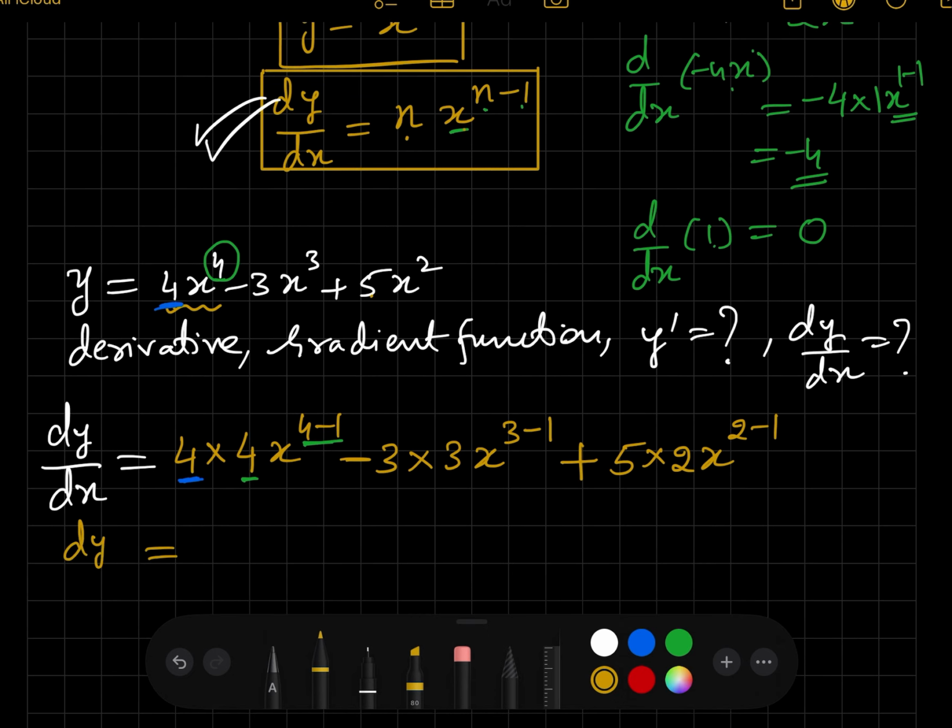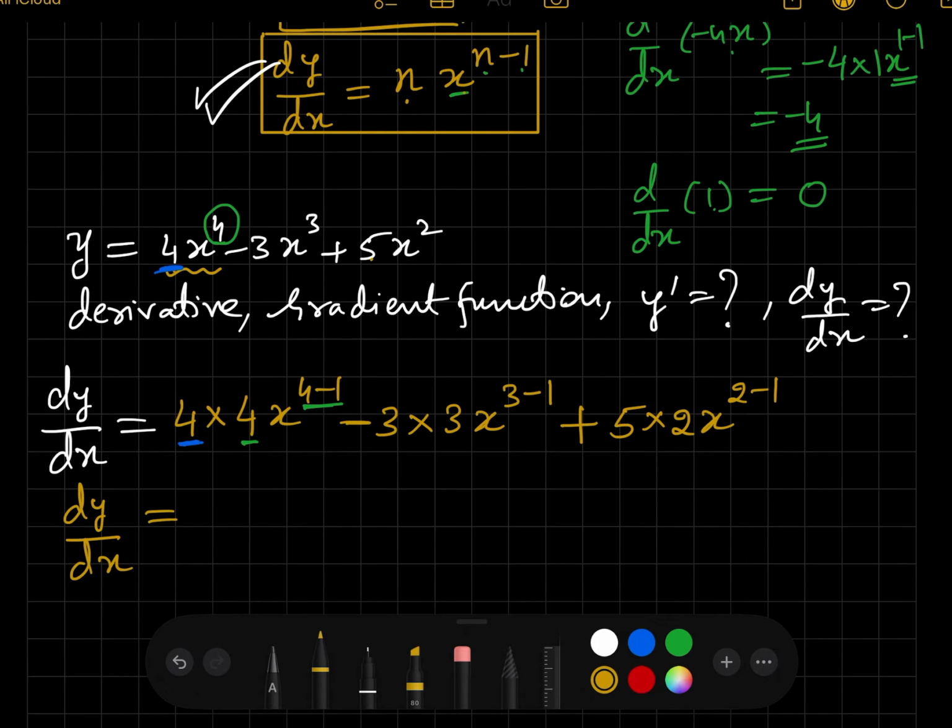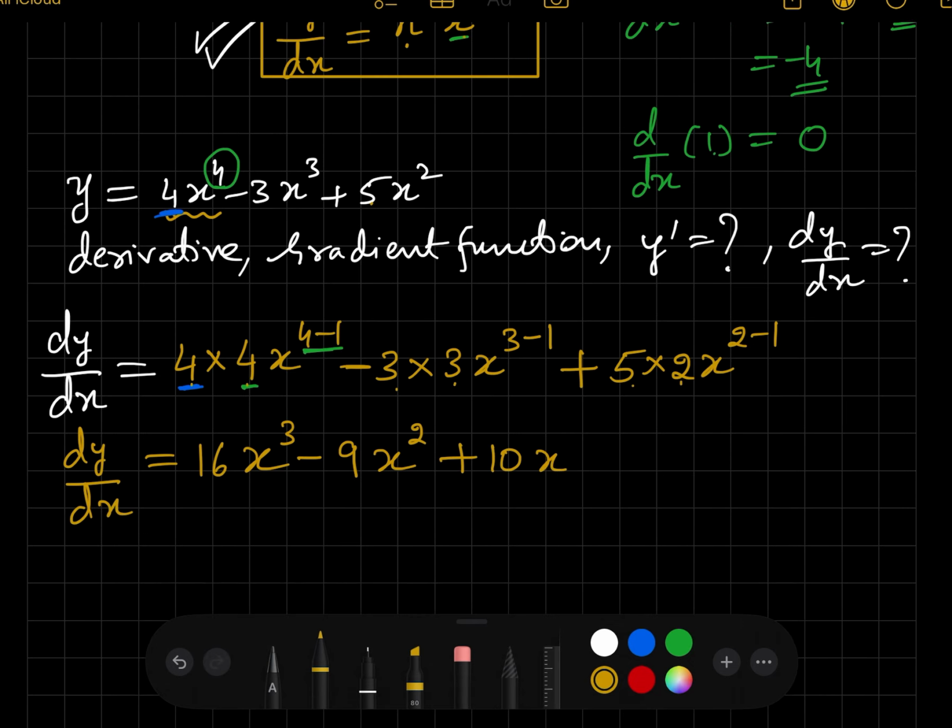That's it. So I will write my dy by dx as 4 4s are 16, x raised to 4 minus 1, which is 3, minus 3 3s are 9, and x raised to 3 minus 1, which is 2, plus 5 2s are 10, x raised to 2 minus 1, which is x raised to 1, and x raised to 1 we write as x only. So this is how we find the gradient of any given curve or any given function.